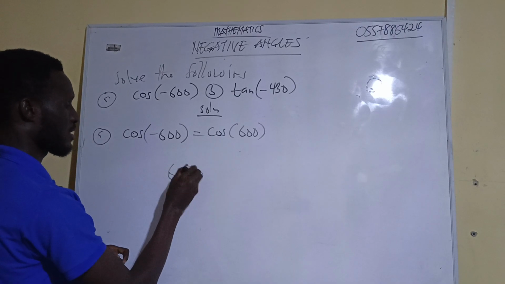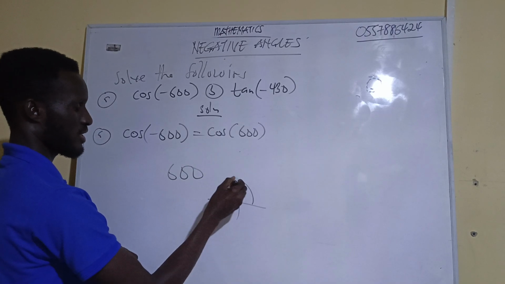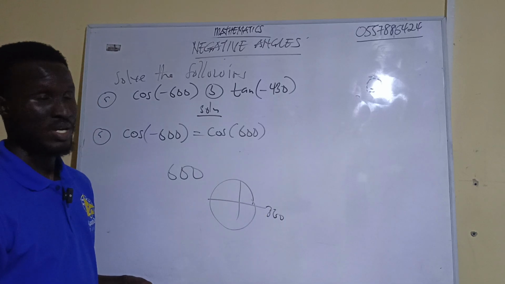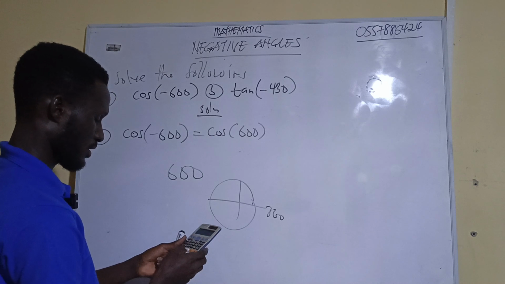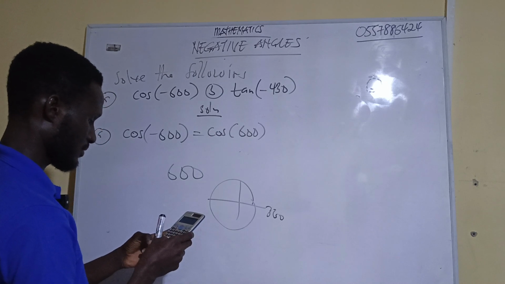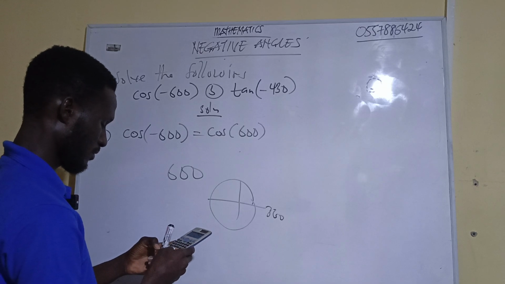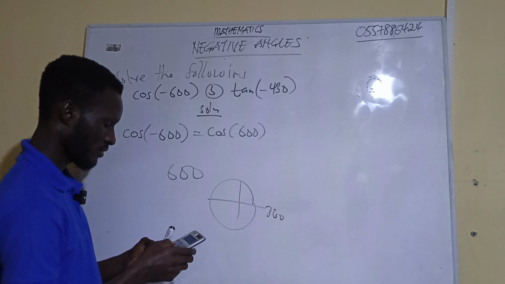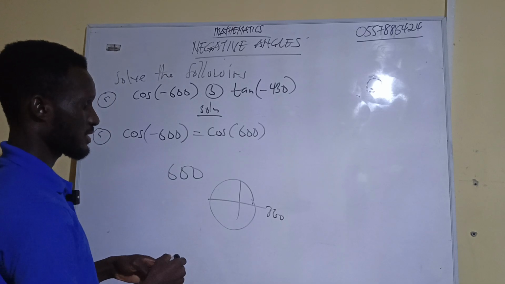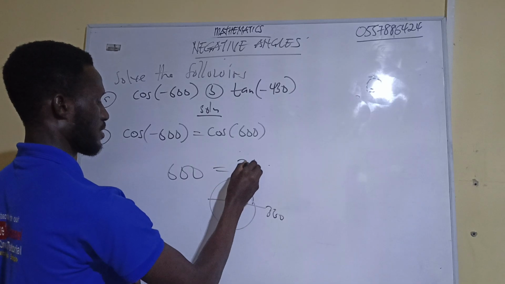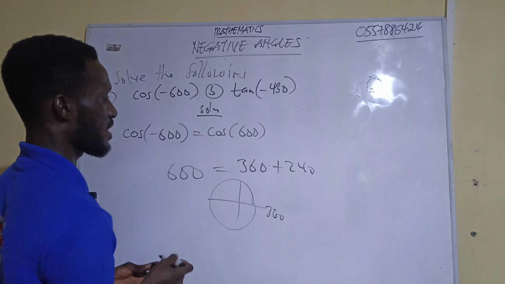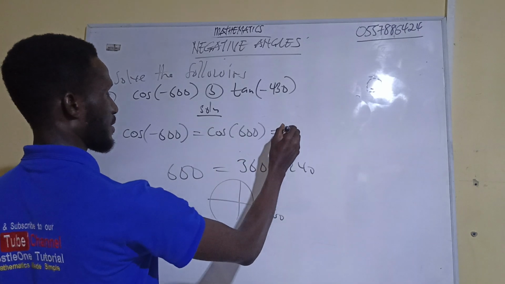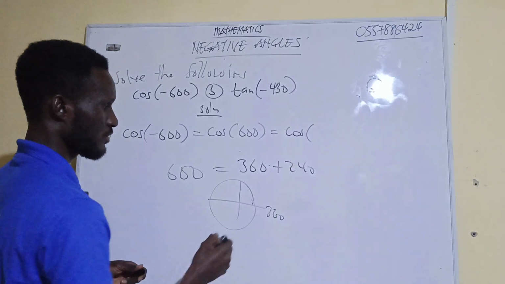Now, what is 600? We need to go through one revolution, one complete cycle, that is 360. So 360 plus what will give us 600? We need 240. So 360 plus 240 will give us 600. You understand? Because you need to move a complete cycle. So this one will give us cos 240.